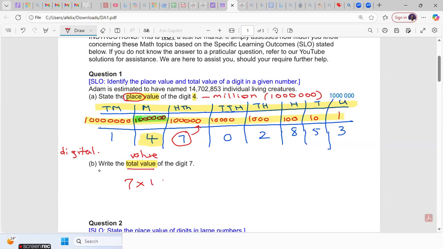So the 7 occupies a place value of the 100,000. So the total value here would be 700,000. And that is how we actually work out question 1. Remember, the objective is for you to be able to distinguish between the place value and the total value of a digit given a particular number, which is done in this case.